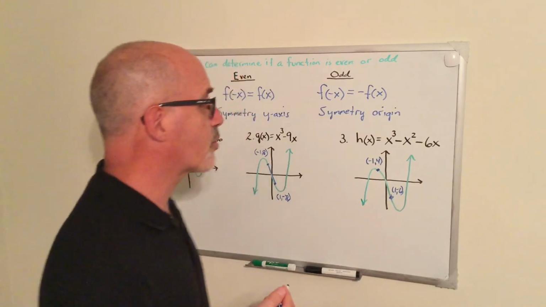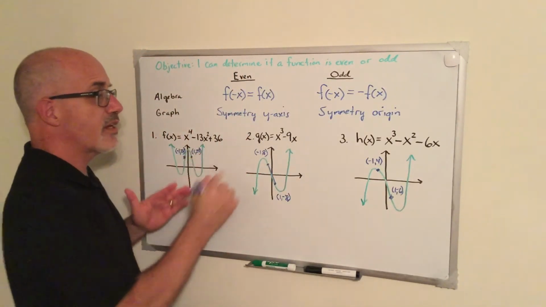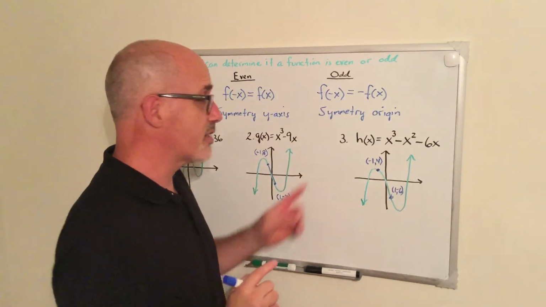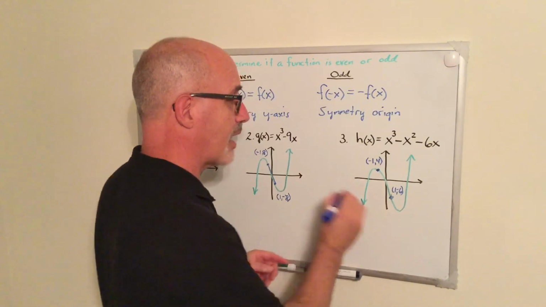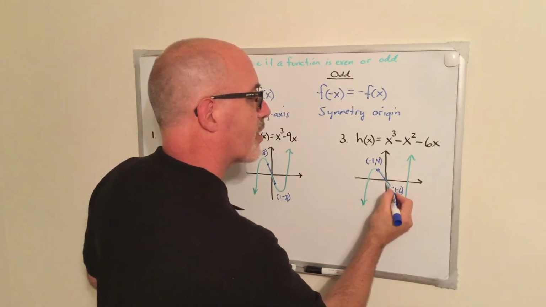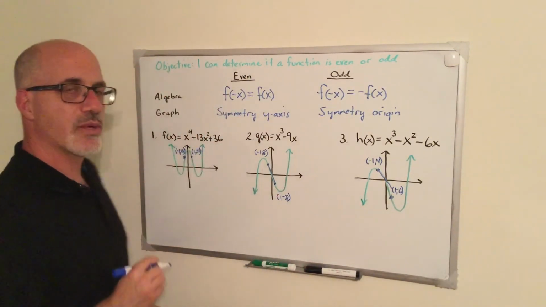Now that's how you tell graphically to see how it's reflected over the y-axis for even, or reflected through the origin for odd functions. This one is neither. Okay, if I were to draw this here and continue it out here, it wouldn't hit that other point on the graph. Let's do it algebraically.